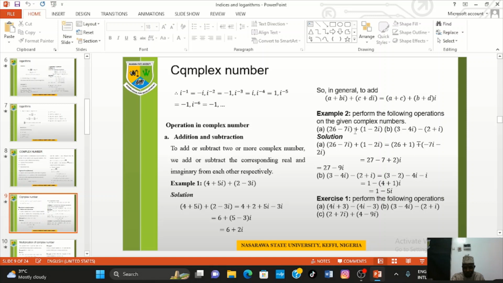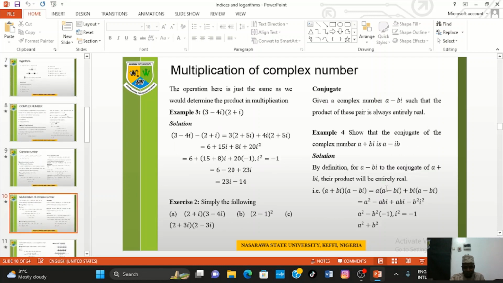So as they are, here the first one is plusing, while this second one is minusing. So it's the same. The real, we go with the real, you plus. The imaginary, we go with the imaginary, you plus. Here also the minus. The imaginary, we go with the imaginary, you minus. The real, we go with the real, you minus. And that gives you the result. So addition and subtraction work hand in hand, taking the corresponding real with the real, imaginary with the what? Imaginary.